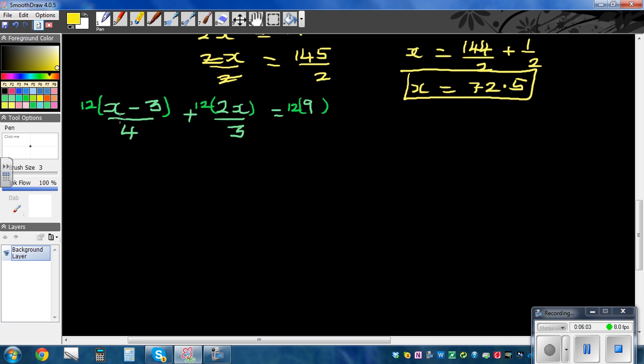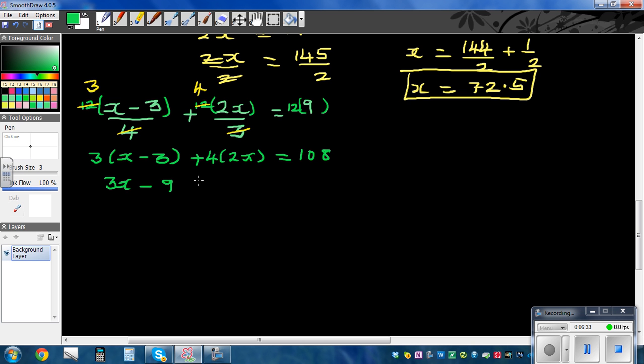So, well, 4 goes in 12 three times. 3 goes in 12 four times. So now this has changed into a simple linear equation. So this is 3 times (x minus 3) plus 4 times 2x is 12 times 9, which is 108. So this is 3x minus 9 plus 8x is equal to 108.